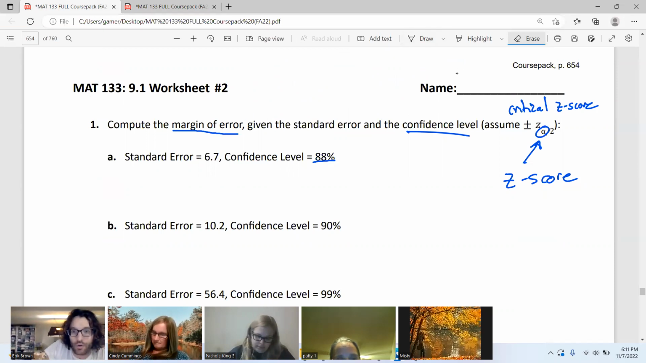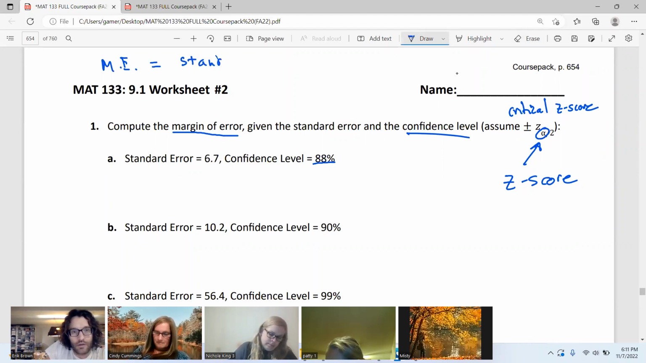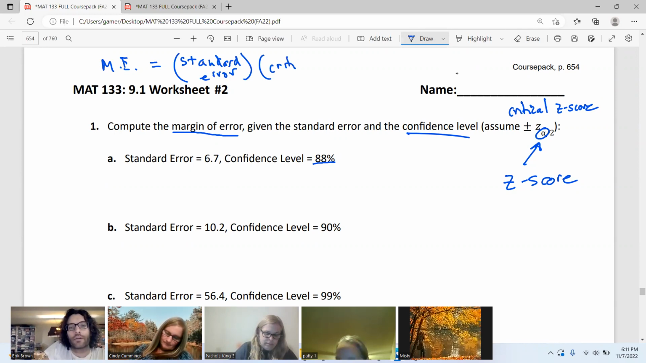Let me write it out in words. The margin of error, which we're calling the ME, is equal to the standard error times the critical value. Oh, it was written the other way around. Is that okay that I put them backwards? So we know standard error, yep, it is given to us. Do we know the critical value?